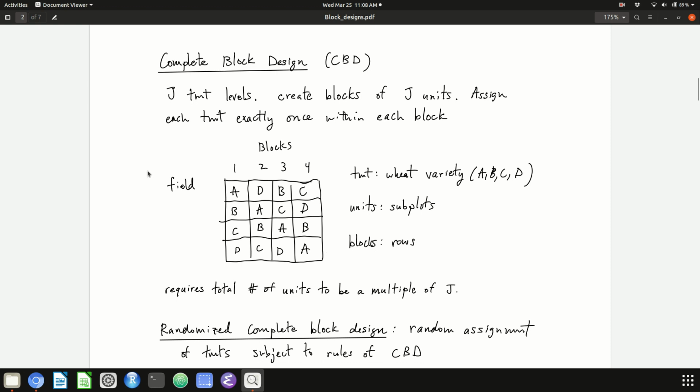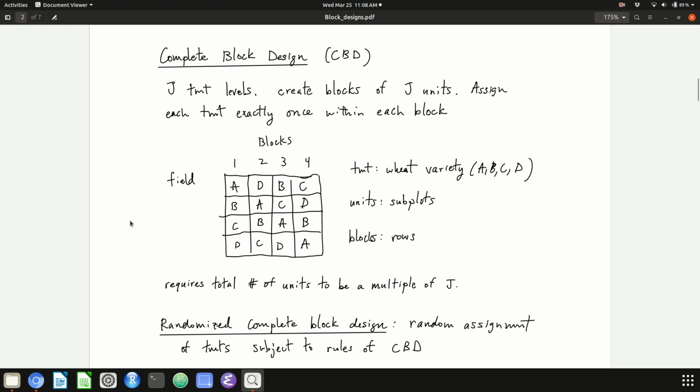So in order for the complete block design to work, the total number of units has to be a multiple of the number of treatment levels. Here there are 16 units and there are 4 treatment levels. So 16 is a multiple of 4. And you have to define the blocks so that each block has 4 units. And that's exactly what we did here.